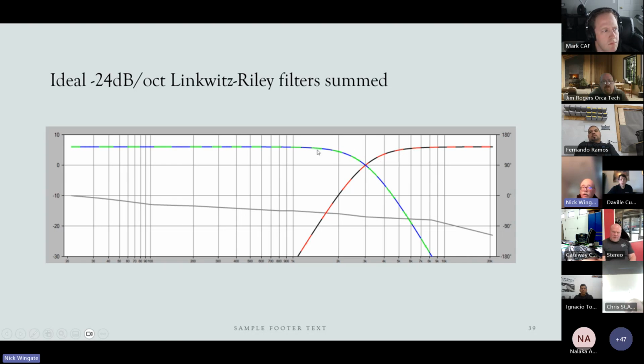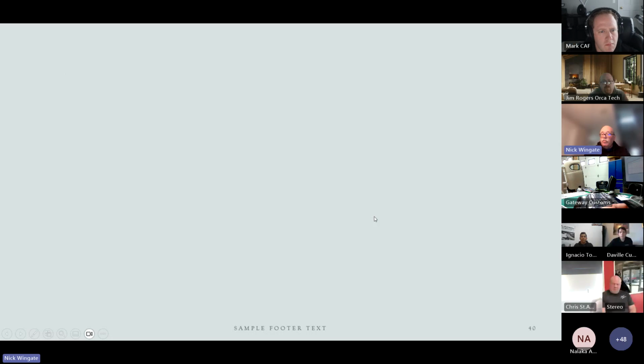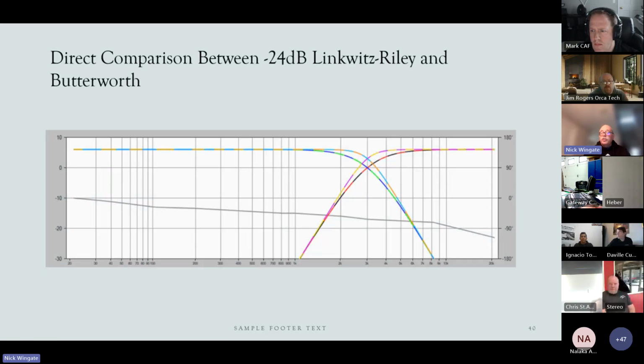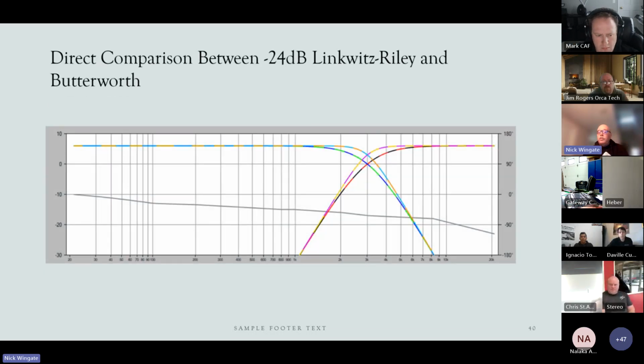You've got a ton of energy between, let's say, 1,800 hertz and 4,500 hertz. Use this one. That's the reason why you want to use these. Now, this is a direct comparison, and you can see that there's a dramatic difference between the two of them, even though this doesn't look like it.